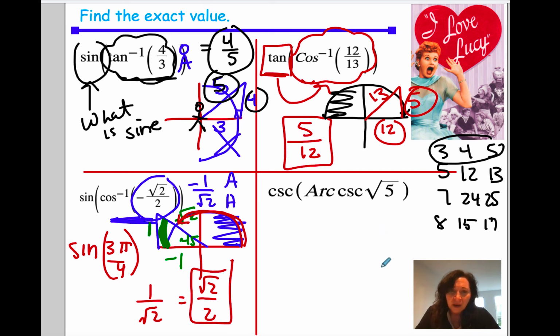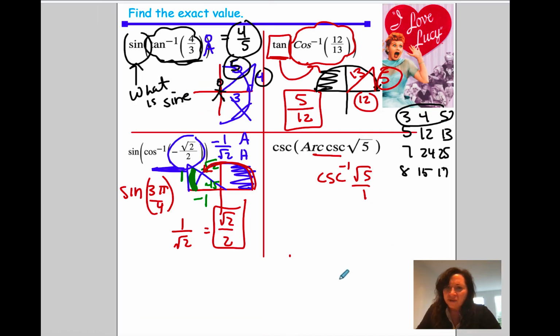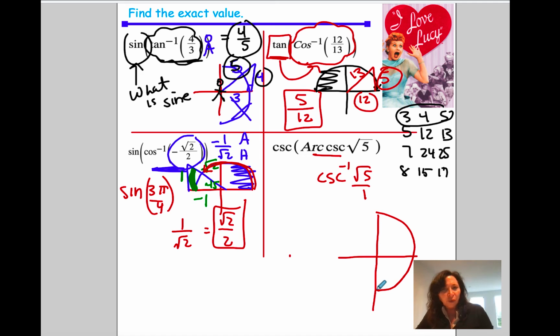All right. For the next question, it says, where is cosecant, or arc cosecant? See this right here? This is what it's actually saying. Arc cosecant of, let's say, root 5 over 1. So this is saying, where is cosecant root 5 over 1? Now, cosecant is a reciprocal of sine. Sine, like cosecant, has restricted values between the first and fourth quadrant. This is positive, so we can eliminate the fourth quadrant, which is negative.